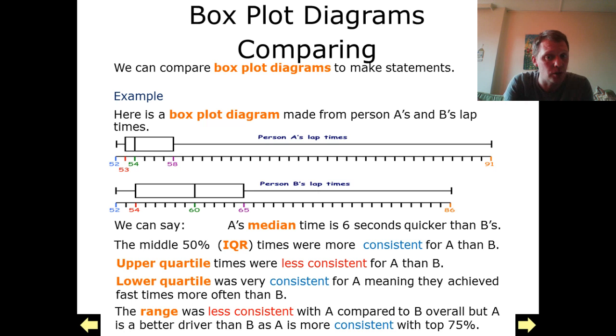But overall, you would probably be able to spot that driver A is a lot better driver based on these results than person B, because if you look at the top 75% of the times, they're a lot more consistent than the top 75% of the times for person B. And that was comparing box plots.